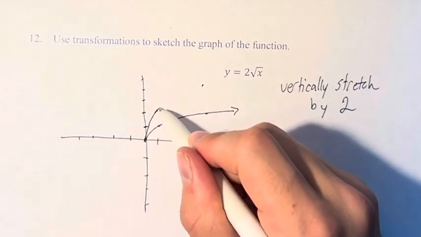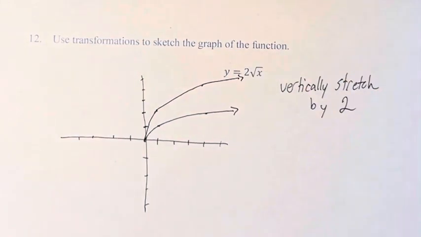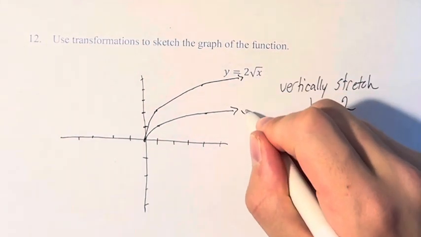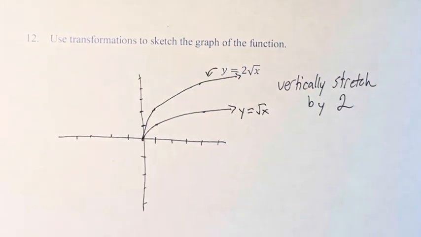And the graph looks like that, right? It looks like it's been stretched vertically by a factor of 2. So this is the graph of y equals the square root of x, and this is the graph of y equals 2 times the square root of x.